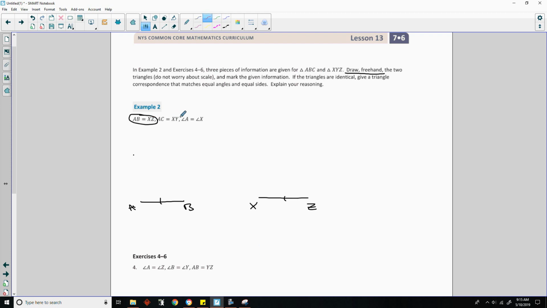Now it says AC equals XY. So now if I draw a side up here and put C here, it is going to be congruent to a side here. And that is going to be Y here. And this is congruent to that. So that's what this is. Angle A is congruent to angle X.